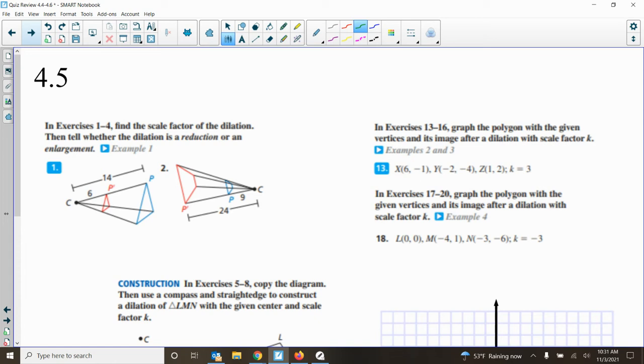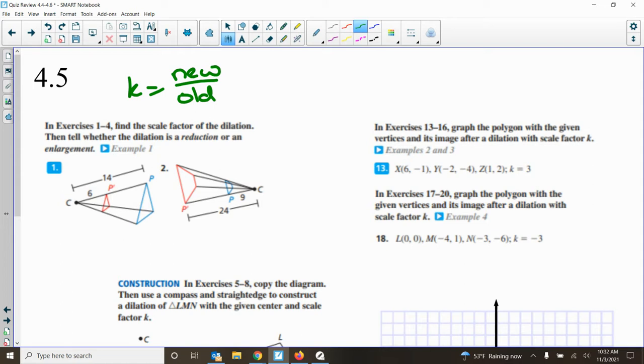Now we're talking about dilations, okay? And when we talk about scale factor, remember, scale factor is always new length divided by old length. If I started out with a length of 2 and I ended with a length of 8, the scale factor is 4 because 8 divided by 2 is 4. New divided by old. So question 1, what's the scale factor?